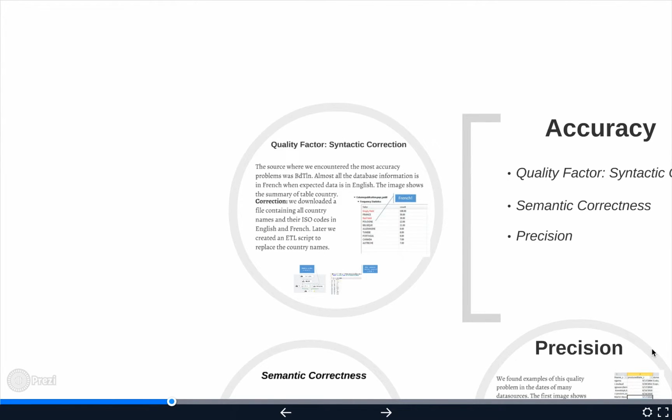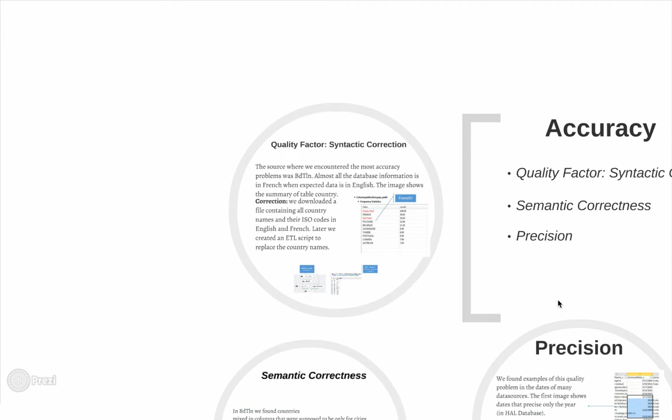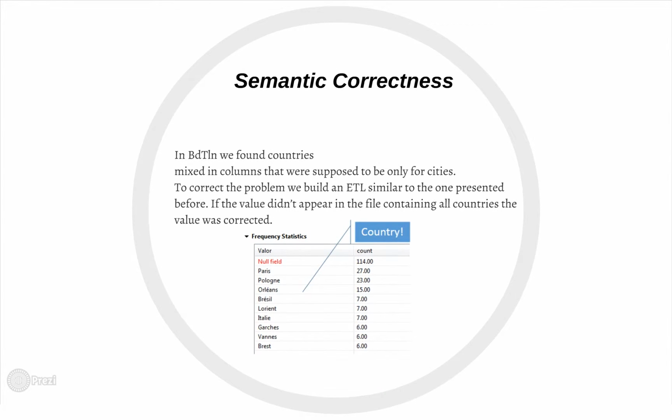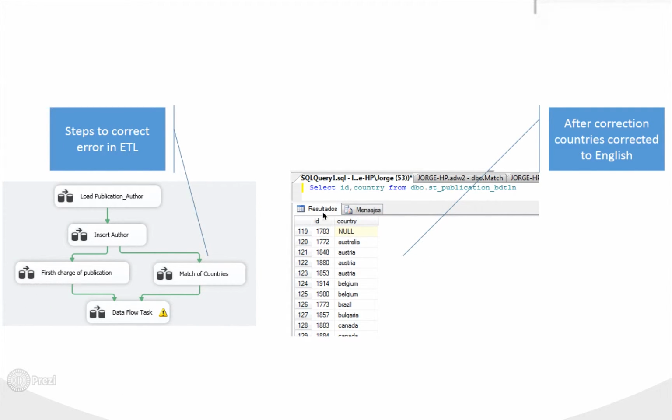In order to correct the problem that I just described, we created an ETL script that will replace the country that is written in French with the country that is written in English in the ISO code. In this part, we can see part of the ETL that we used to correct the problem, and in the right part, we see that the problem was corrected when we query the staging that was already loaded. We see the country already written and normalized in English.